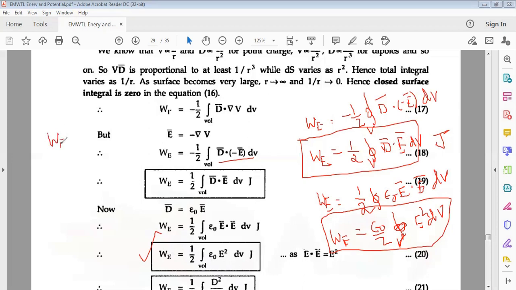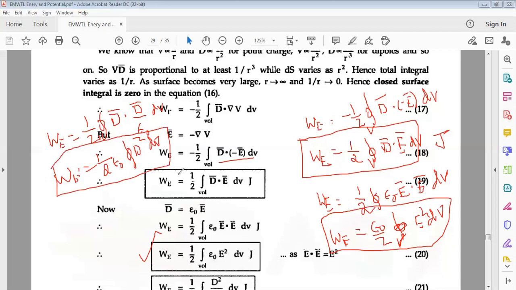Otherwise, you can substitute E bar in terms of D bar. W is equal to 1 by 2 the volume integral D bar dot epsilon E bar, which equals D bar dot D bar by epsilon naught into dV, that is, D square by epsilon naught. So this is the energy stored in terms of D bar and E bar, energy stored in terms of E and energy stored in terms of D. Got it, my students?